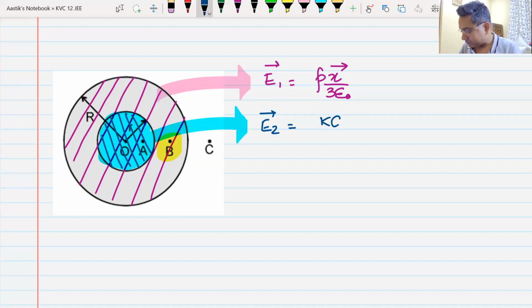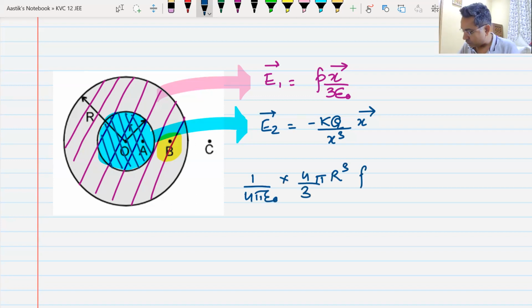It will be KQ by x cube into x unit vector. But it is in terms of Q with a minus sign because this is negatively charged. So I will just convert this into your form of rho. How will I convert this? I will write 1 by 4 pi epsilon naught as K, and I will write this as 4 by 3 pi r cube into rho. This goes away, and I have a very beautiful formula.